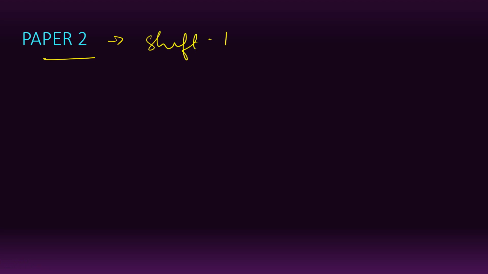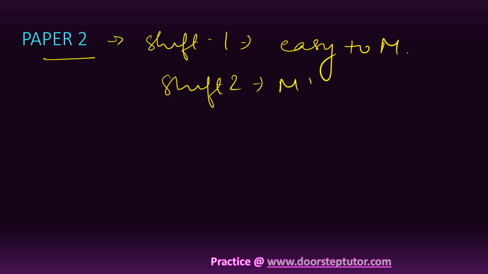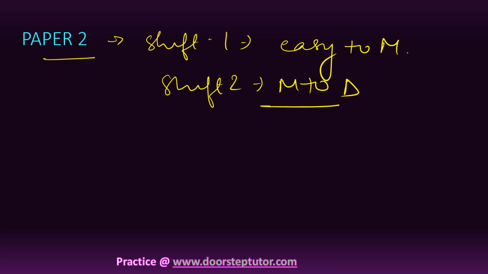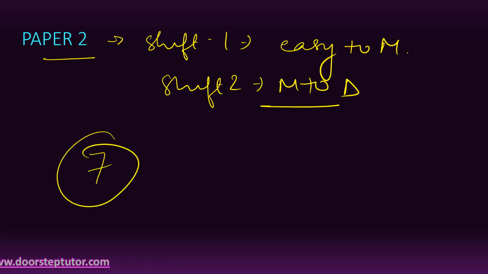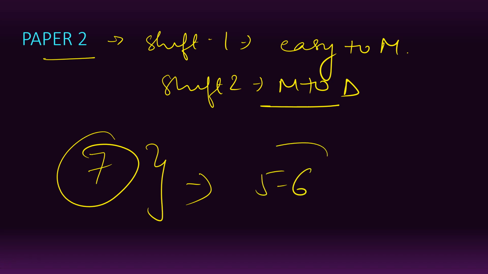Talking about paper number 2, so we are covering paper number 2, political science. So political science was easy to moderate in shift 1. So you will find the level was easy to moderate and in shift number 2, I would say moderate to difficult. Almost 7 questions were very tough in shift 1, and the approximate number of tough questions in shift 2, I would say, would range between 5 to 6.